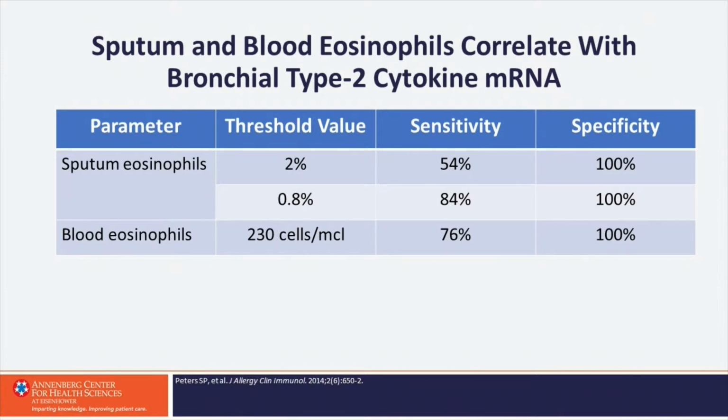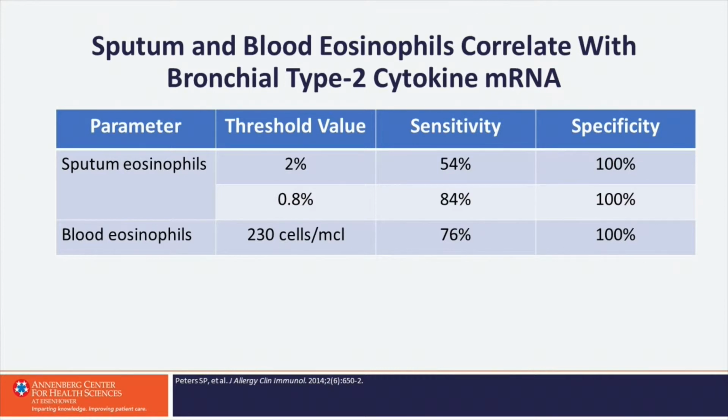Now historically we've used a level of 2% sputum eosinophils to establish that asthma has an eosinophilic phenotype. Using this approach, we have a sensitivity of picking up eosinophilic asthma, using bronchoscopy as the gold standard, of only 54%, although as you can see the specificity is extremely high. If we drop that to the neighborhood of about 1%, and actually the data in this study was a little bit less than 1%, the sensitivity rises considerably without sacrificing specificity.